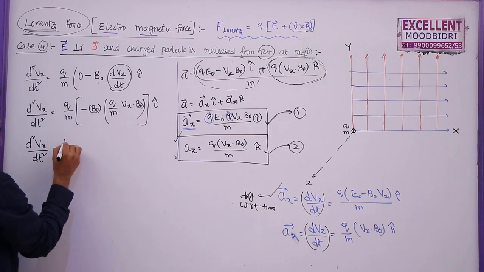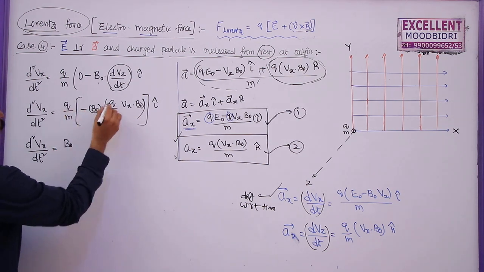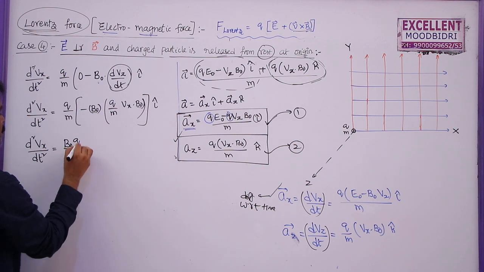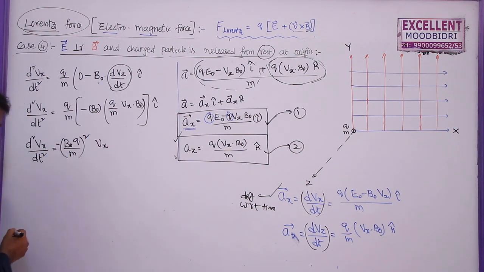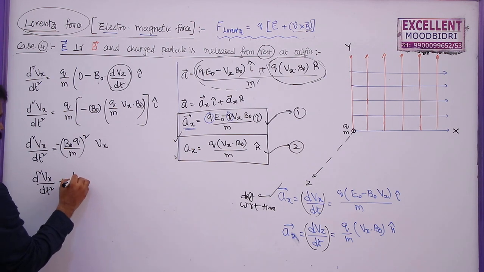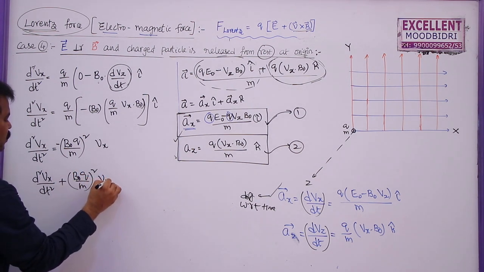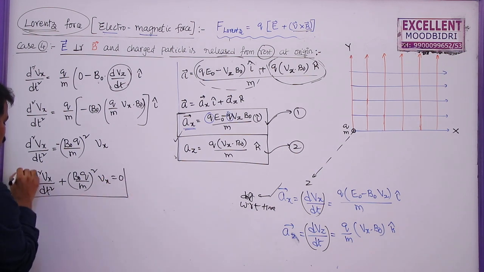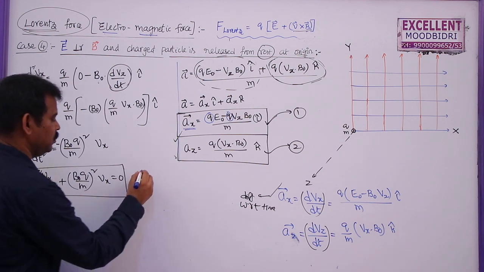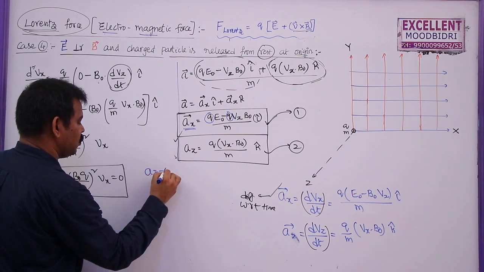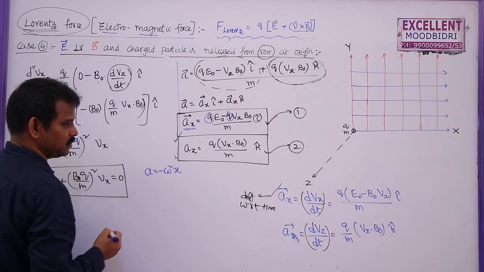So you can write this as d square vx by dt square is equal to minus B naught q by m whole square, but negative is there, into vx. You can write this as d square vx by dt square plus B naught q by m whole square vx is equal to 0.